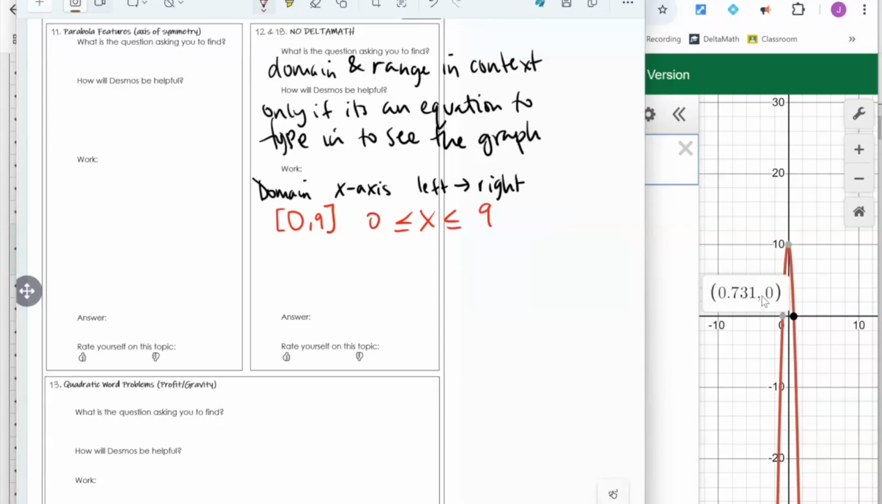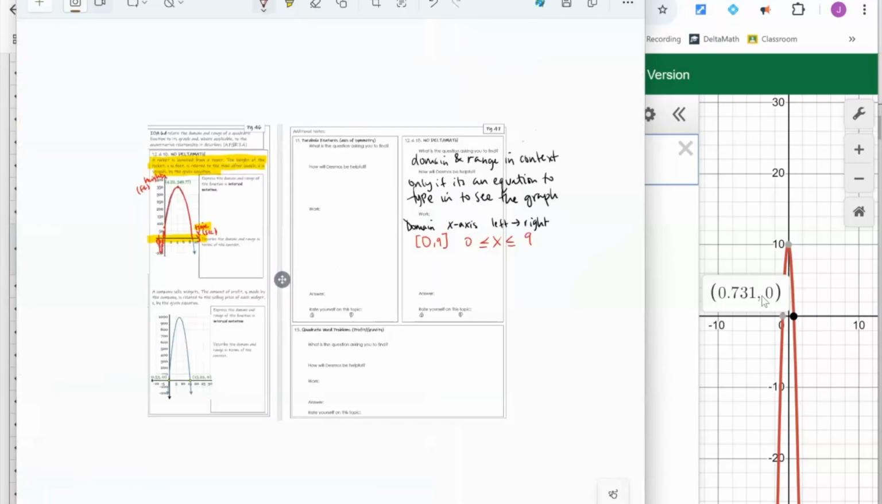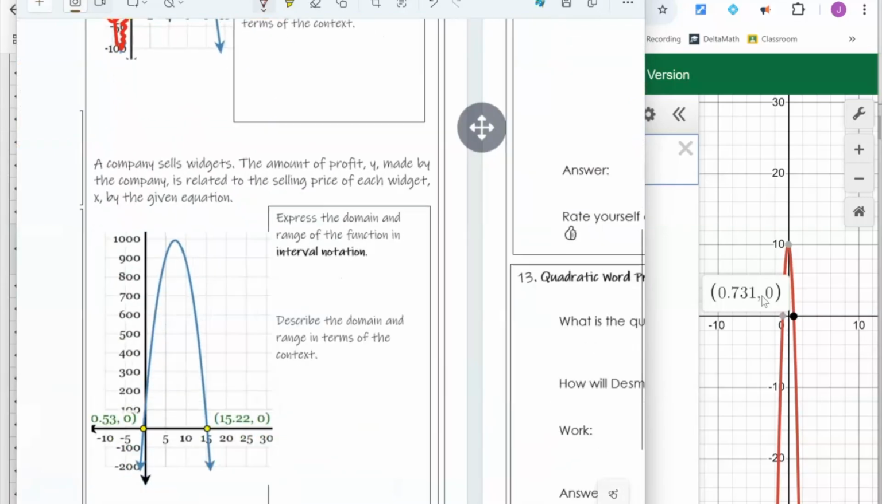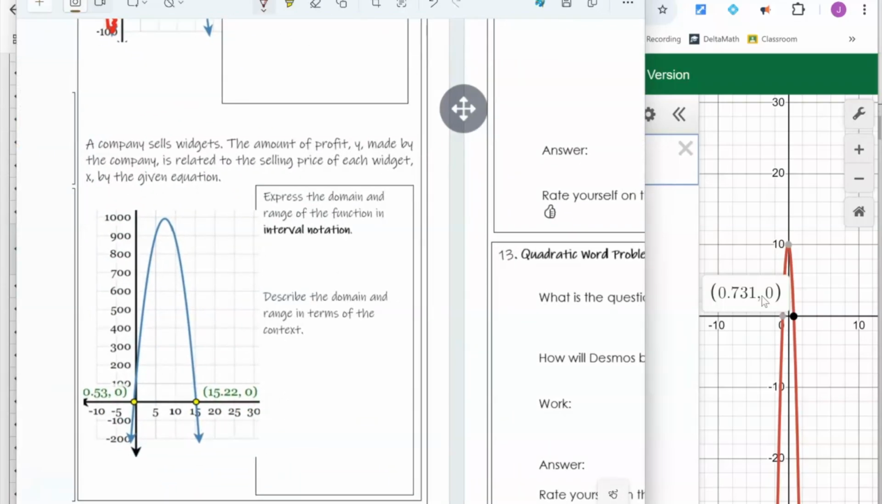All right, what you're going to do real quick is pause the video and try to do domain for this second question. Okay, pause the video, try to do domain for this second question.